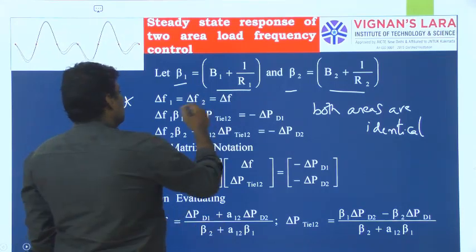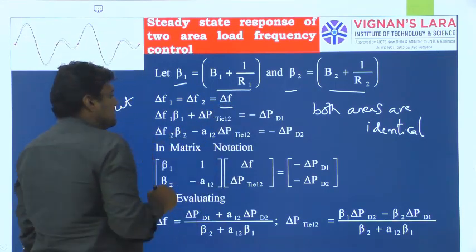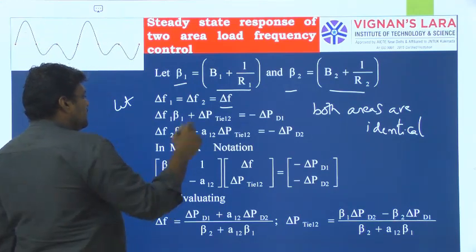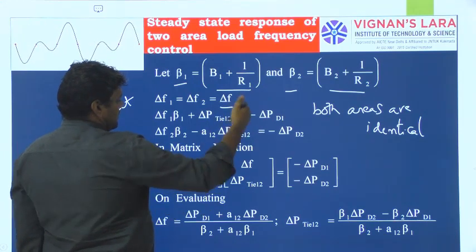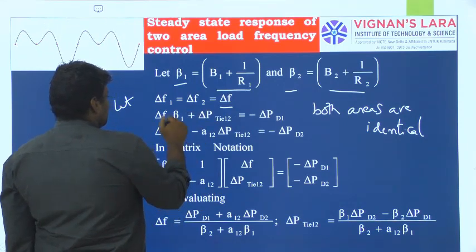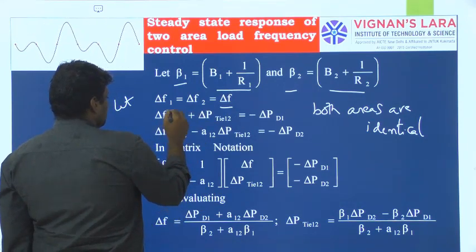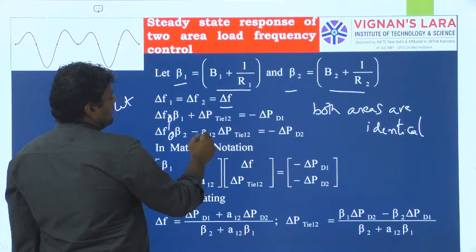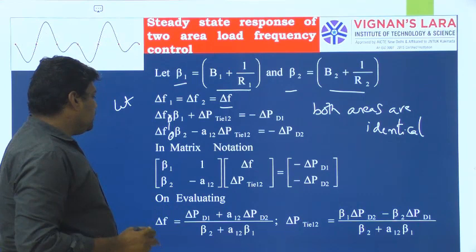So therefore, the change in both the areas will be same. Delta F1 is equal to delta F2 is equal to delta F. On substituting in this expression, delta F1 you can remove, delta F2 also you can remove. Replace this delta P21 with minus A12 delta P12.